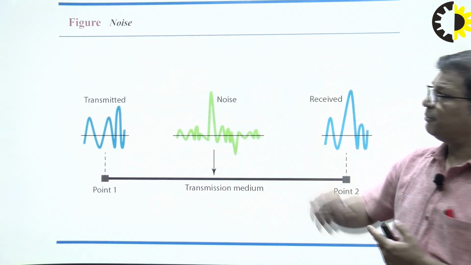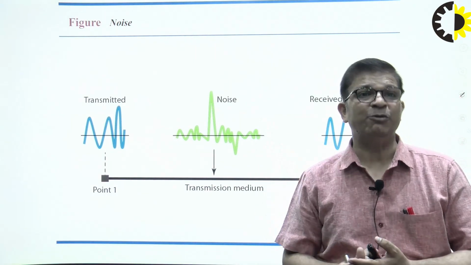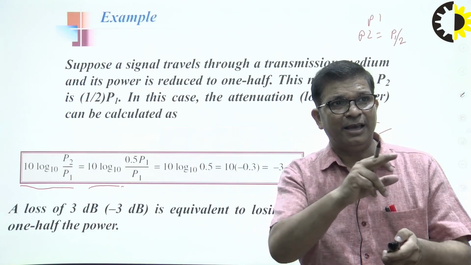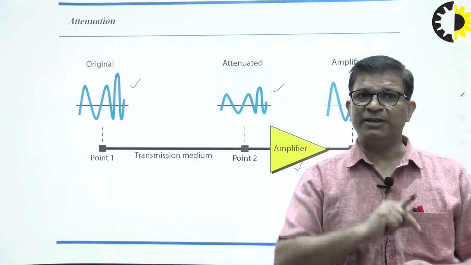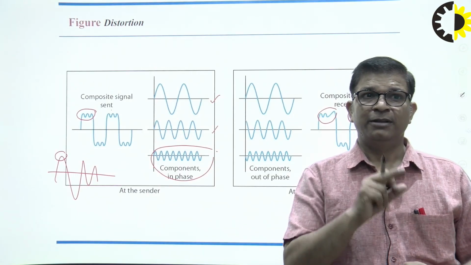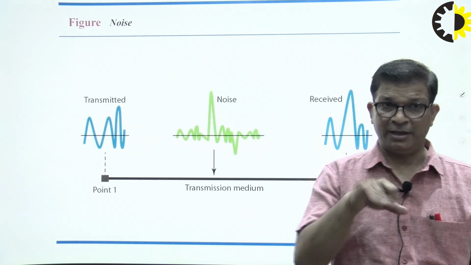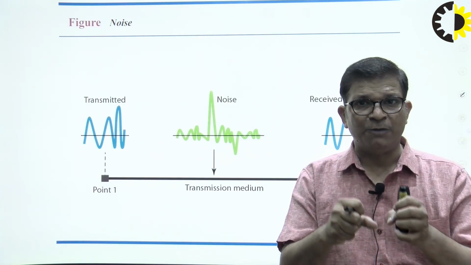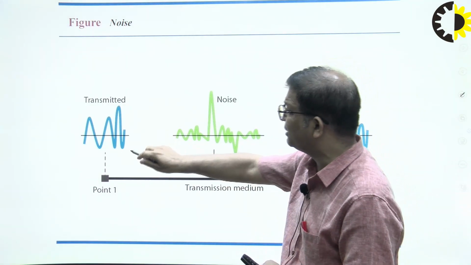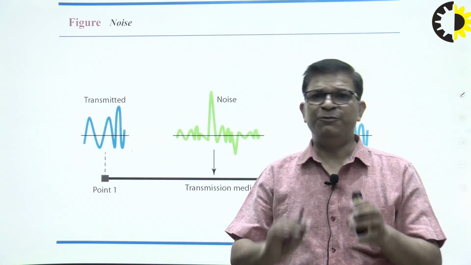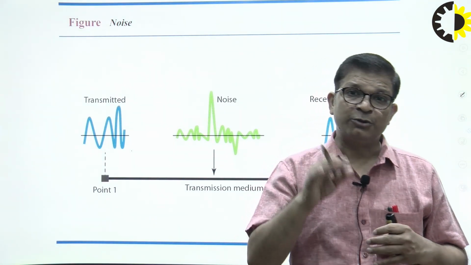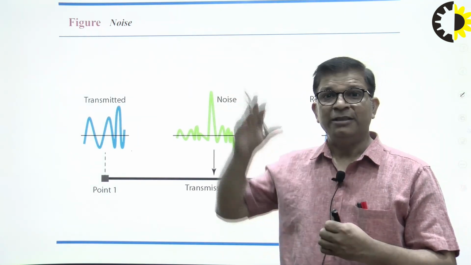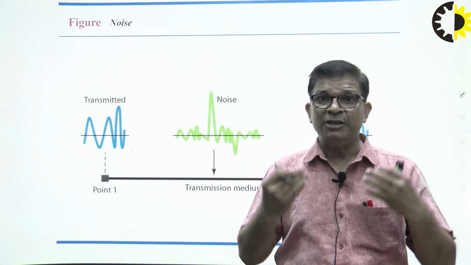Okay. Another type of impairment is attenuation. What is attenuation? As you have seen, in attenuation the power of the signal is lost. In distortion, the shape of the signal is changed. But in noise, some additional signal power is added to your existing signal. For example, if you are listening to my voice, you are also able to hear the fan and the AC voice. So this sound has been added to my voice.